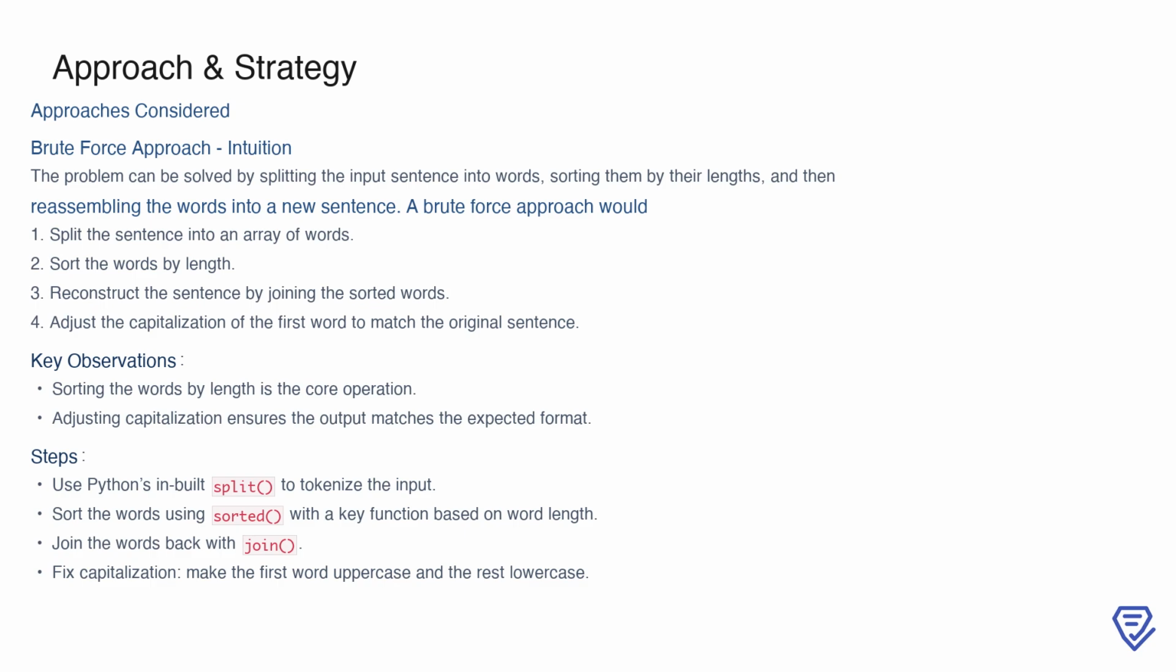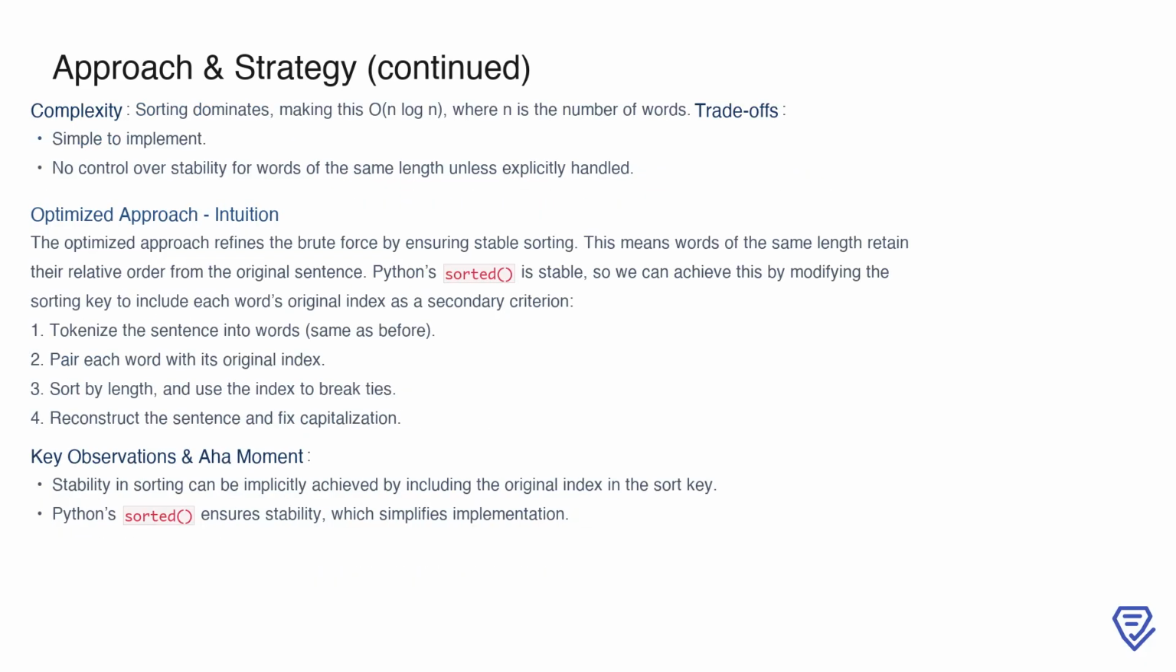It's important to note that sorting the words by their lengths is the most critical operation here. While this approach is simple and easy to implement, it forms the foundation for further optimizations. Now, let's analyze the complexity and trade-offs of the brute force approach. Since sorting is the dominant operation, the time complexity of this method is O(n log n), where n is the number of words in the sentence.